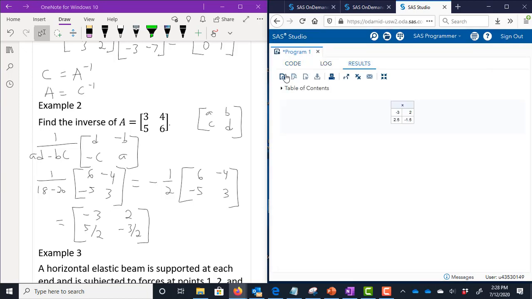Doing this will give us our matrix as what we just have here: negative 3, 2, 2.5, and negative 1.5, which I just wrote as decimals instead of fractions. And depending on the circumstances, you might want the decimals as opposed to the fractions. But in this particular case, that's what that makes.